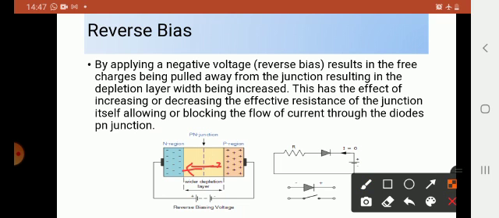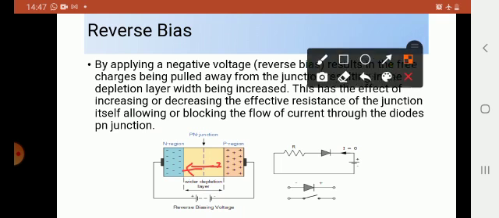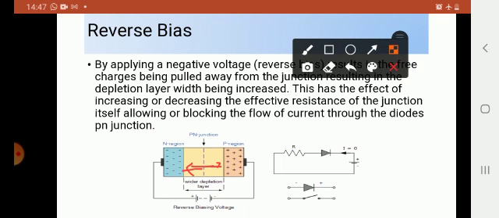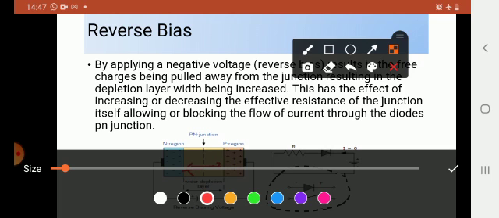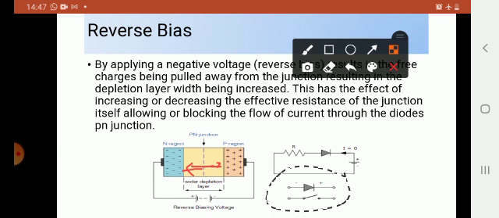And in this figure as well, it is mentioned that the positive is attached with the negative terminal, and the negative is attached with the positive terminal. So in this way it is moving. Fine.